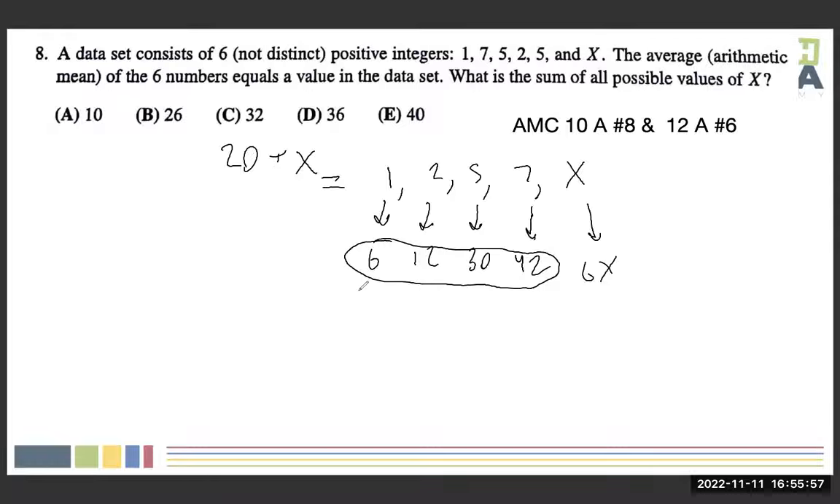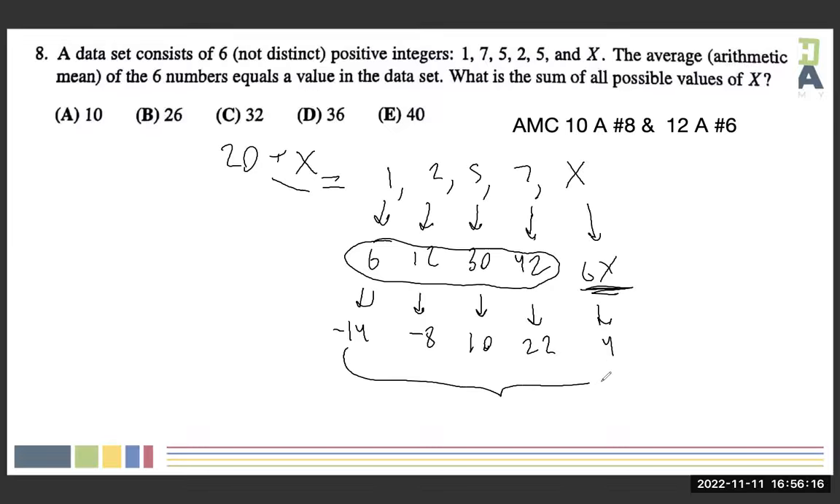Okay, well, in the case where these are constants, all we would do to solve for x is subtract 20. So in the case of 6, for example, x would just be 6 minus 20, which is negative 14. In the case of 12, it's negative 8. In the case of 30, it's 10. In the case of 42, it's 22. And then for the case of 6x, what we would do to solve the equation is subtract x to get 5x equals 20. And then from here, we get x equals 4. So these are all the possible values of x.